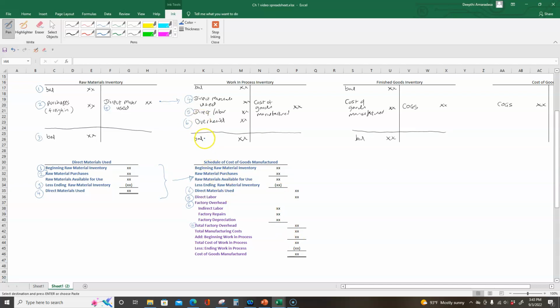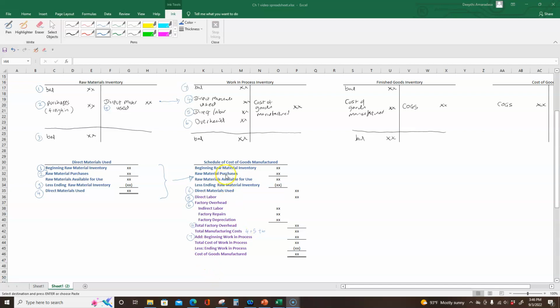So 4, 5, 6 together is called total manufacturing cost. So here you're just adding item number 4, 5, and 6 and calling it total manufacturing costs. To that, you add your beginning work in process, which I'm going to call 7 here, which is the beginning balance. And when you add 6 and 7, that's called total cost of work in process. Again, total cost of work in process is all the items on the debit side of the work in process inventory account.